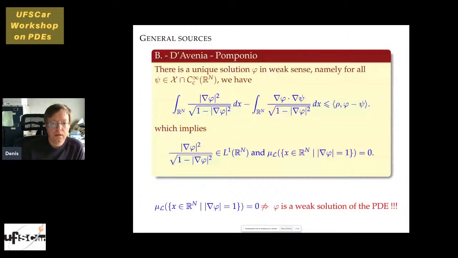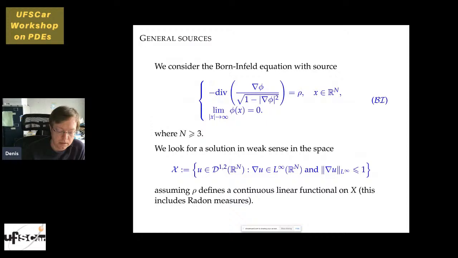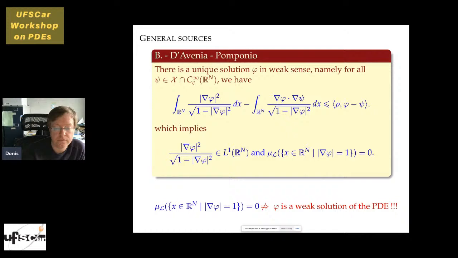Okay, so what we showed with Pietro d'Avenia and Alessio Pomponio is that we can relax the notion of solution. In fact, we just relax it to the notion of convex analysis, and we say that we have a solution in the weak sense if we satisfy the variational inequality, which is this one. Okay. By the way, this inequality implies that this quantity here is in L1, which means that the measure of the set where the gradient is one is zero, but it doesn't mean that this set cannot be nasty. This set can be very nasty. So the fact that it has measure zero does not imply at all that you can recover the PDE in the weak form. Okay.